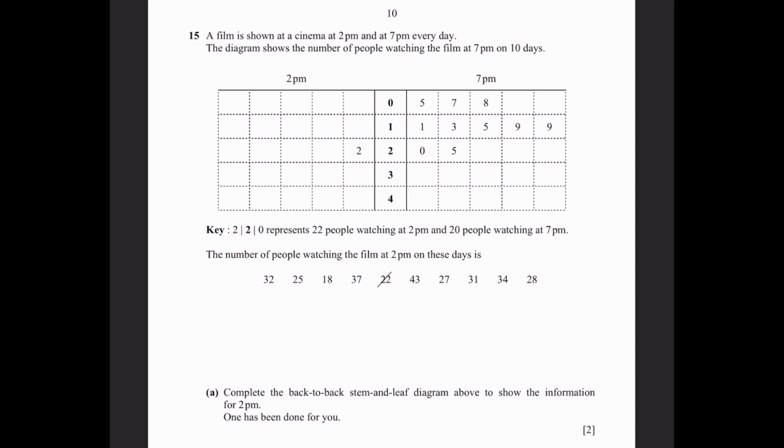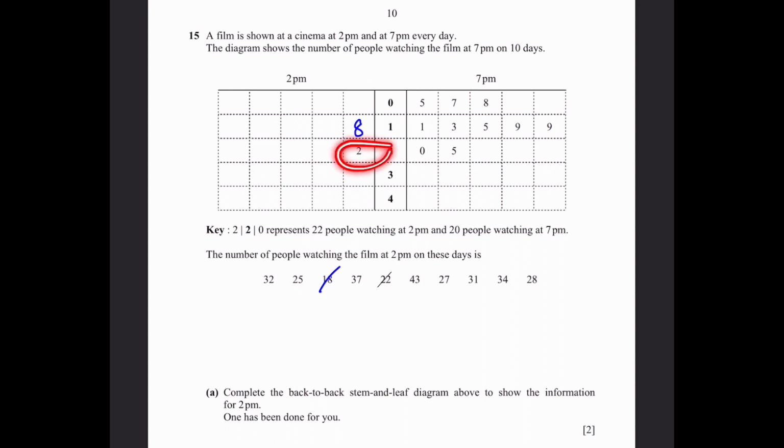The number of people watching at 2 p.m. on these days is these 10 values here. A. Complete the back-to-back stem and leaf diagram above to show the information for 2 p.m. One's been done for you, which is 22 over here. Let's start with the least value. Over here it's 18. So that starts with a 1, so it comes under this column. There's nothing else which starts with 1, so we can cross this out, and that's it for the tens digit 1. Now we go to 2 in the tens digit.